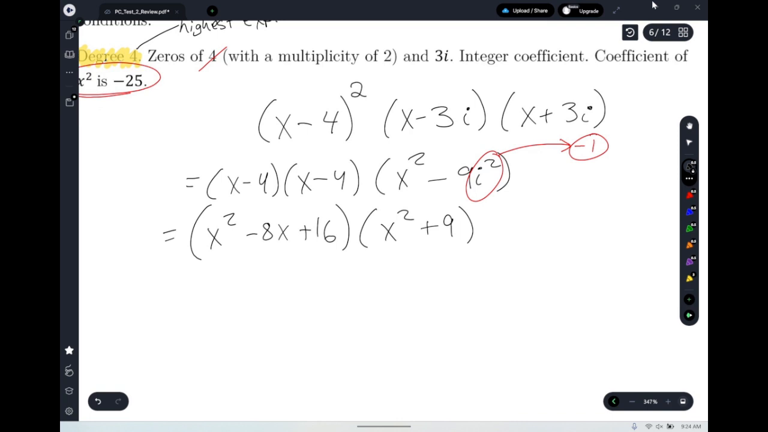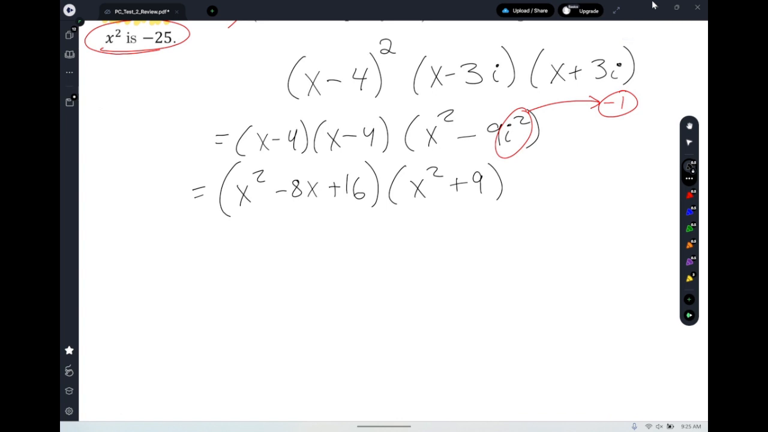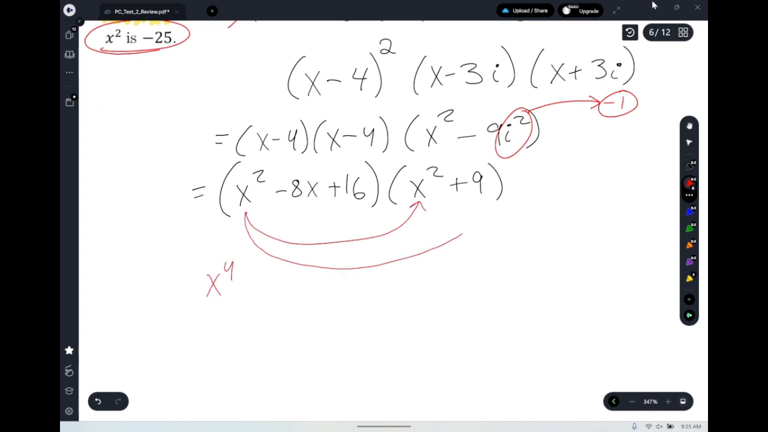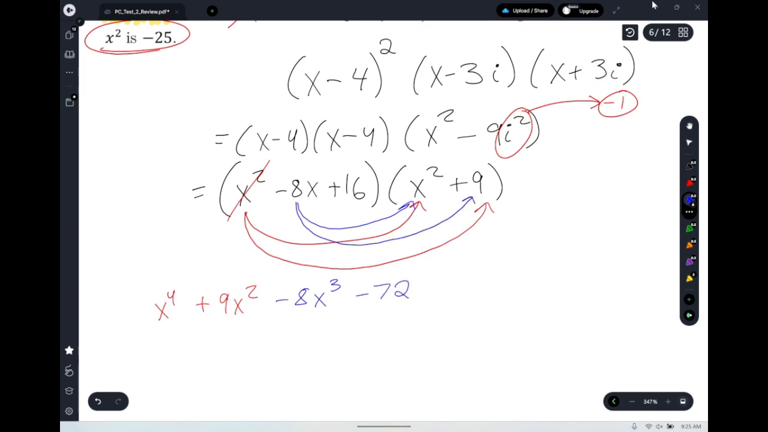Oh, crap. We have to do our FOIL again. So what's x squared times x squared? The way I do this when you have way too much to FOIL is I just do like a careful rainbow. x squared times x squared is? Watch, you'll see. x squared times 9 is? Okay, I'm going to change colors. Done with x squared. I'll do blue now. -8x times x squared is -8x cubed. -8x times 9 is -72x.